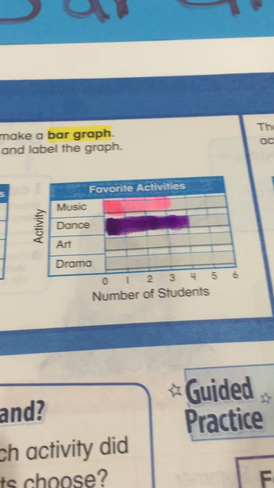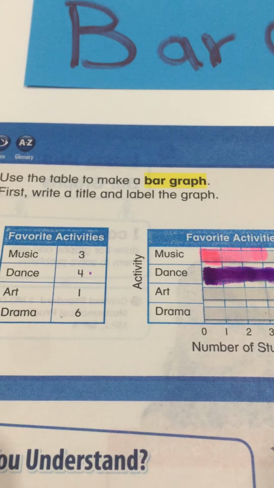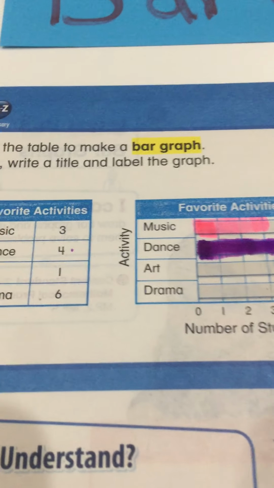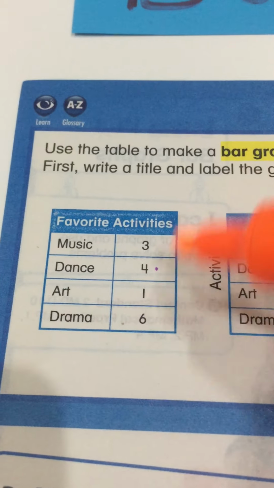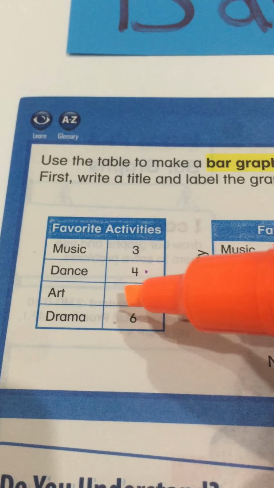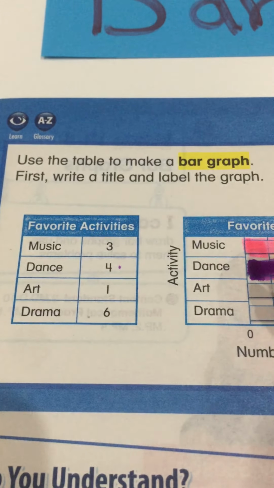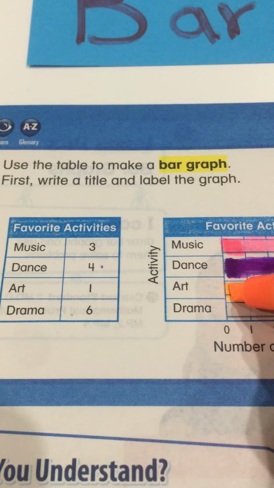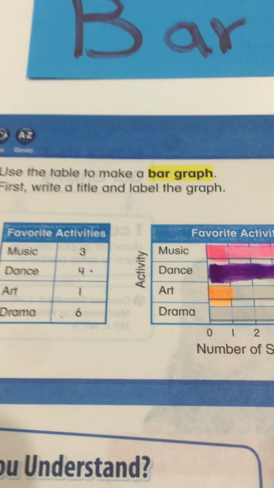Then I have some students who chose art. So how many students like art? There is only 1 student who likes art. So let's do only 1, from 0 to 1.